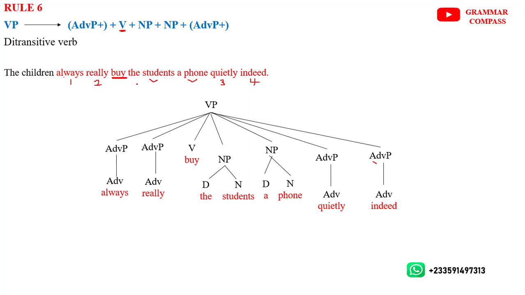Write down a verb phrase based on the rule given and try to draw a tree diagram for it. In the next video, we are going to add another constituent to the verb phrase. That will be rule number 7.